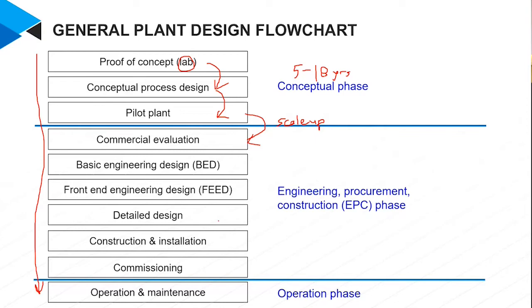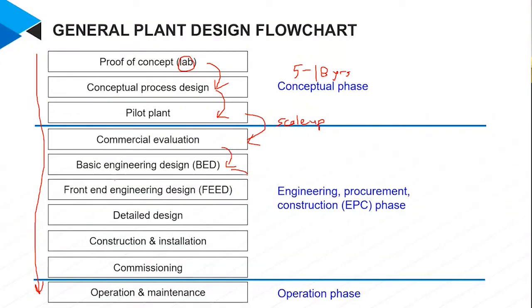So after someone decides, okay, company X wants to produce this product, we go into the basic engineering design phase, which is to come up with the PFD, the process flow diagram, the P&ID, the piping and instrument diagram, and then we come up with the basic plant layout, how the plant is going to look like, and so on.